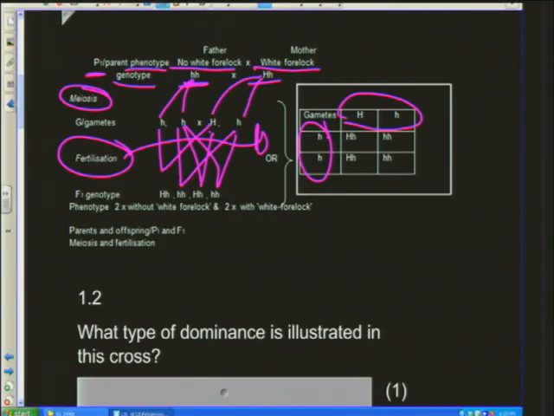And then all you're doing, you're saying this H and that H, you're getting a heterozygous there. That one and that one, you're getting homozygous. That one and that one, heterozygous. That one and that one, homozygous. So what have we come to now? So we write the word F1 here.